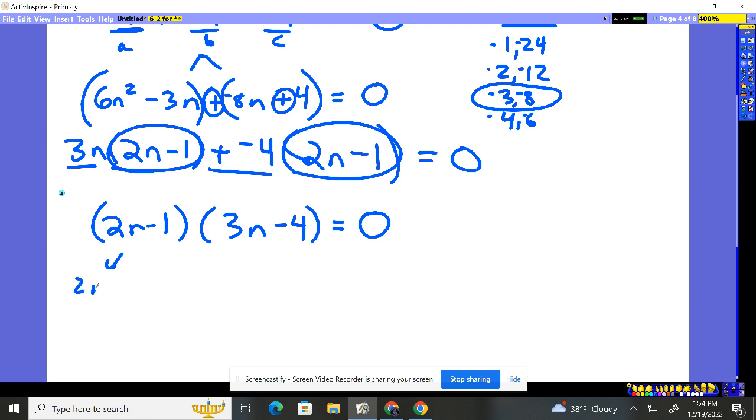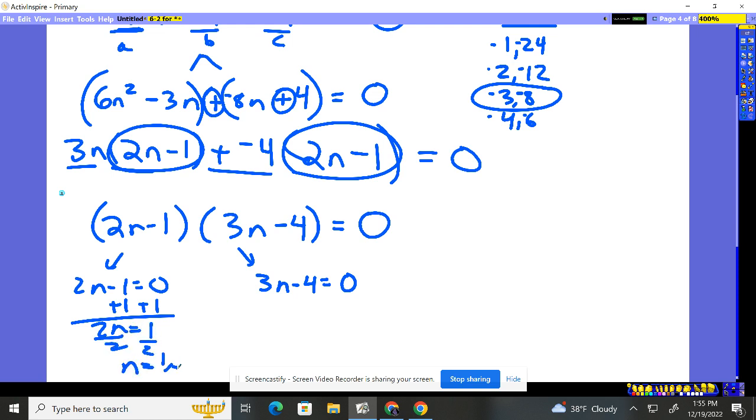So I set this guy equal to 0 and solve it. I'm going to set this guy equal to 0 and solve it. So now add 1, 2n equals 1, divide by 2. What do you have? A half. There's one solution. Add 4, 3n equals a positive 4, divide by 3, 1 and 1/3 or 1.3 repeating. So those are your two solutions.